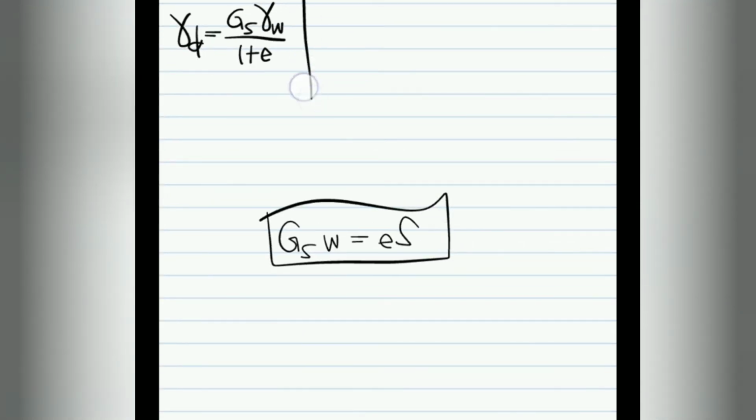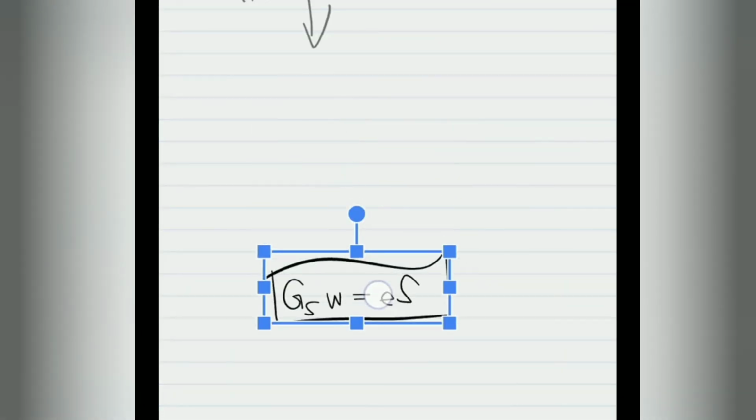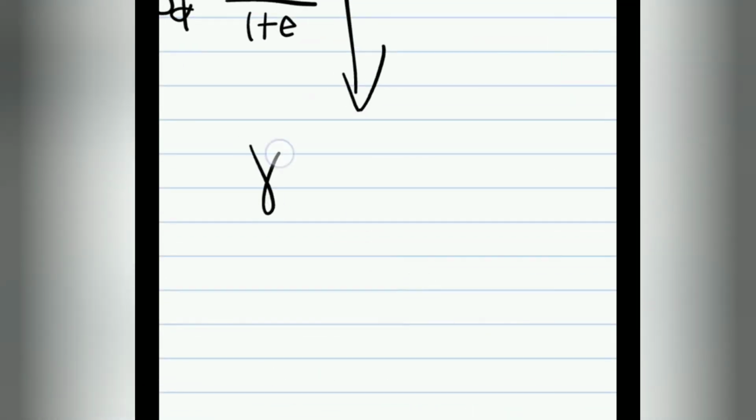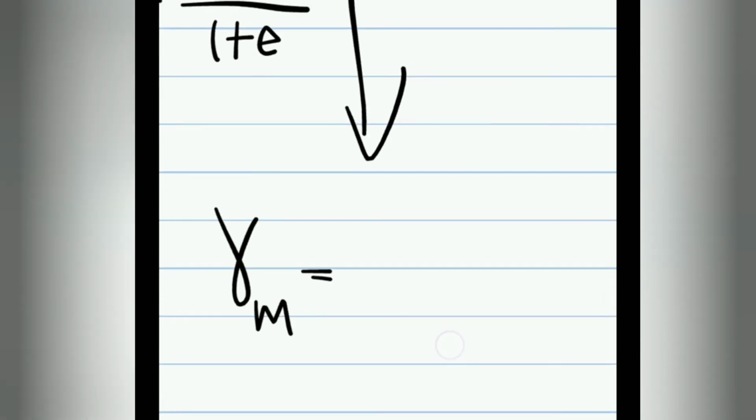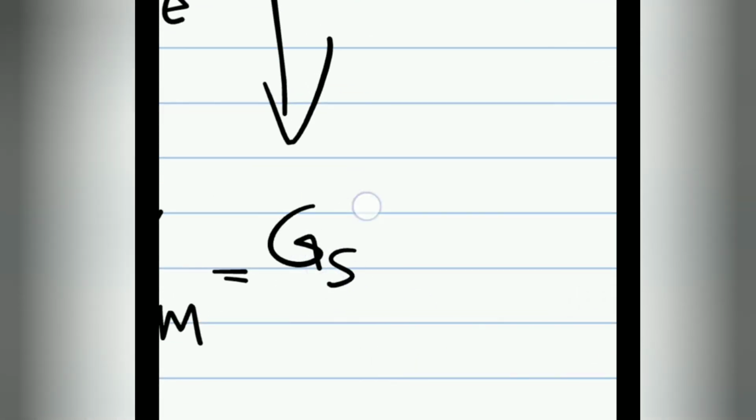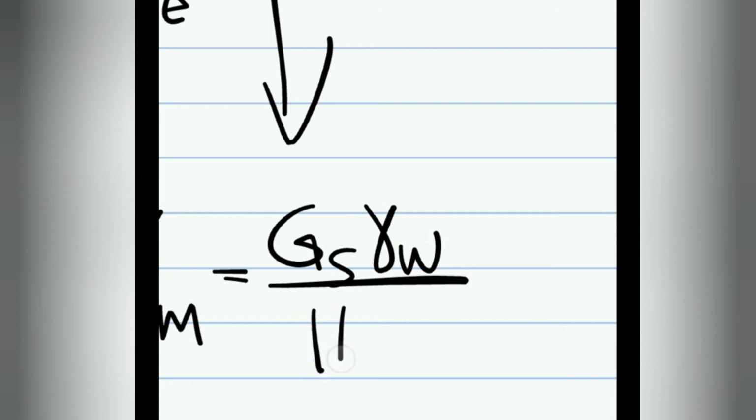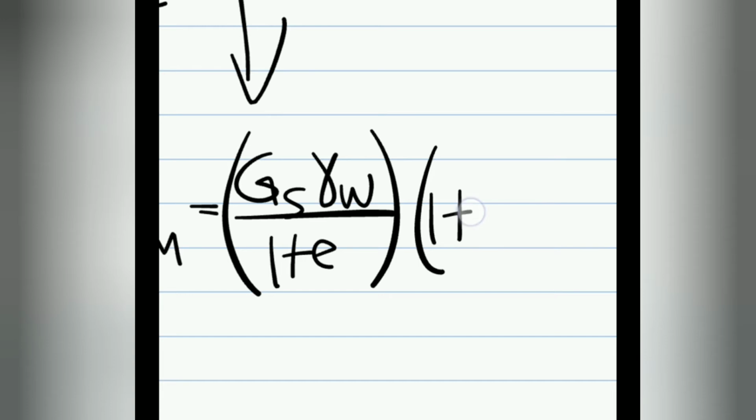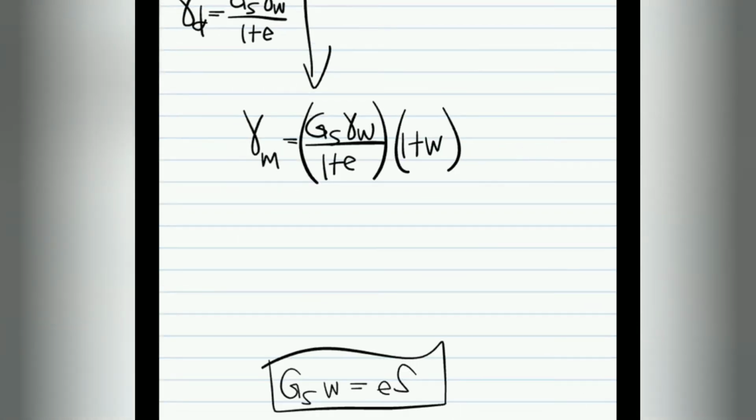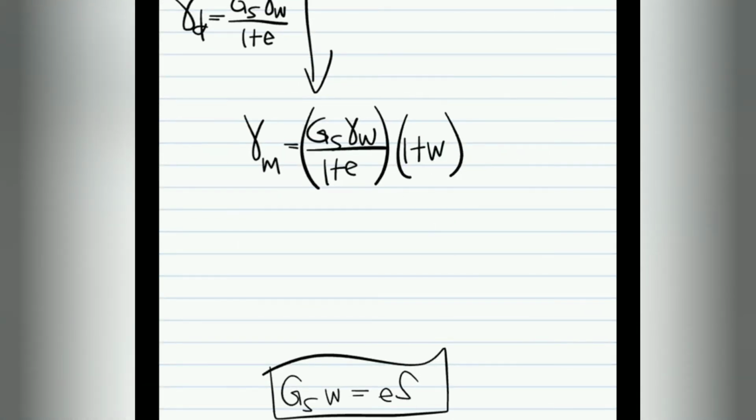For the moist condition of the soil, we have the unit weight for moist condition, that's still the formula. You just have to copy that, 1 plus E. But now, you have to multiply it by 1 plus the moisture content. Alright? The only difference is you multiply 1 plus W to the original term.